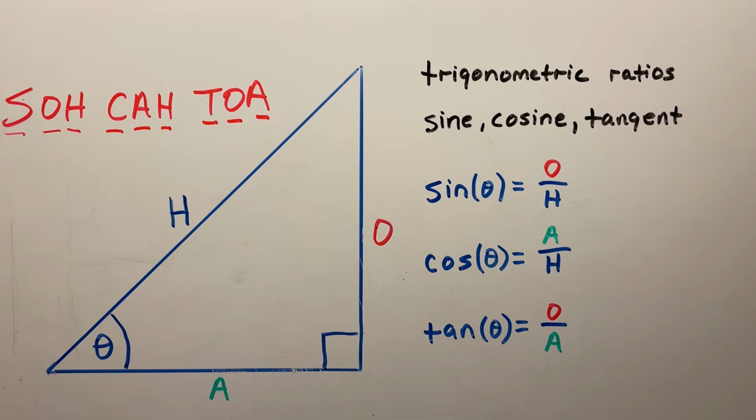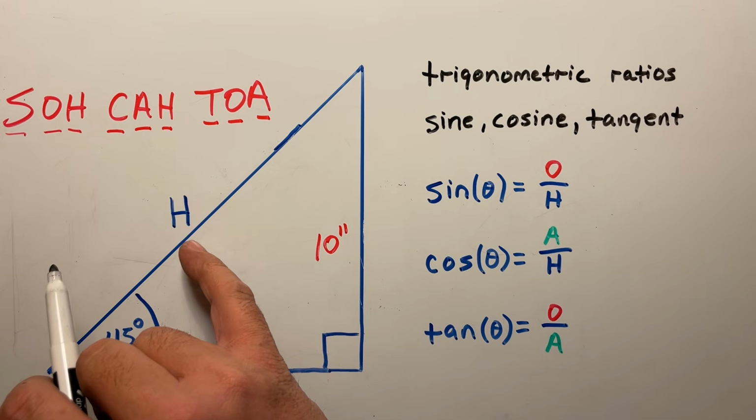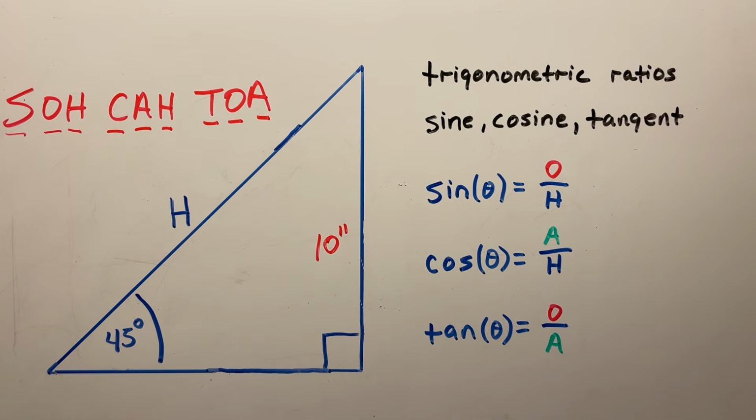And once you've mastered first being able to label the triangle correctly and then know the three basic trigonometric functions, we can plug those into formulas and we can solve for missing sides. So let's do a couple examples. I've labeled our triangle with some information now. We're going to be working with a 45-degree triangle, and this side length is going to be 10 inches, and we're going to try to determine the length of this side.